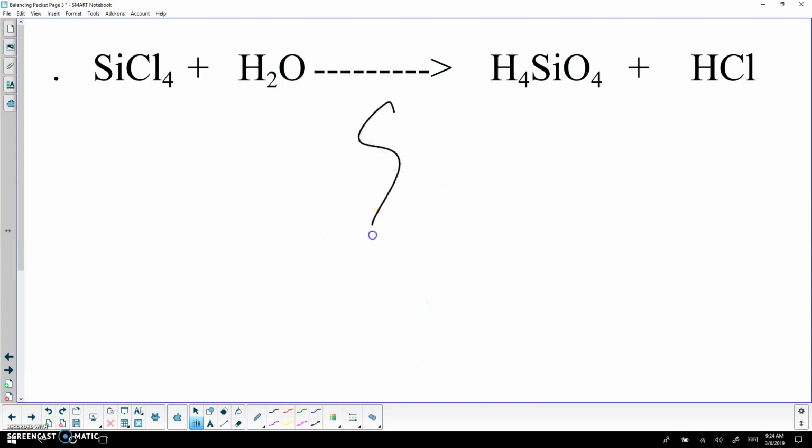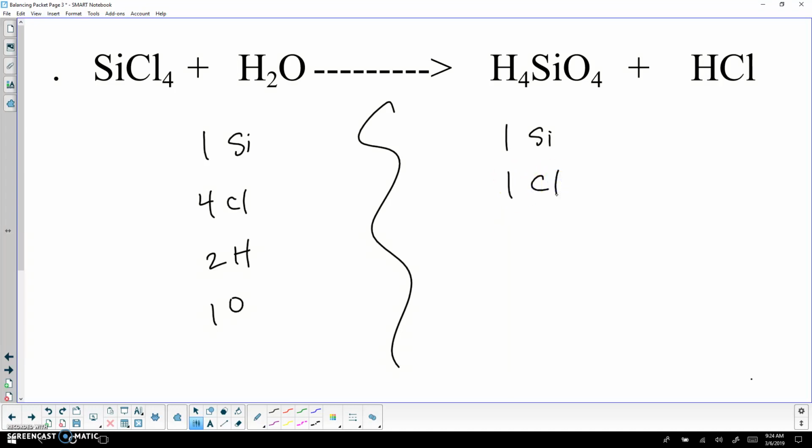For number 34, I have 1 silicon. I have 4 chlorines, 2 hydrogen, and 1 oxygen as reactants. On the other side, silicon, it looks like we have 1. Chlorine, we have 1. Let's see, hydrogen, I have 4 here, plus this guy, so we have a total of 5. And then oxygen, we have 4. All right, so silicon is good. Chlorine, we have 4 and 1, so if I flop a 4 in front of here, chlorine becomes 4. Hydrogen, we have 4 here, plus these 4, we have a total of 8. This one's still 4.